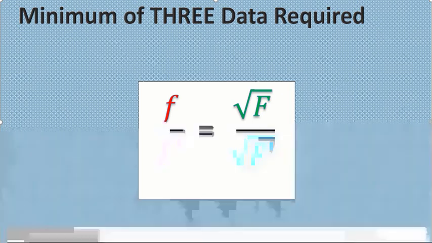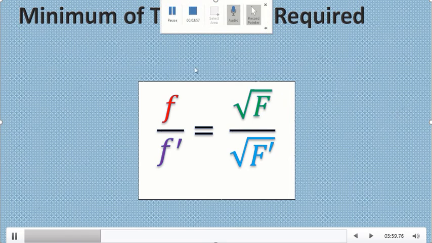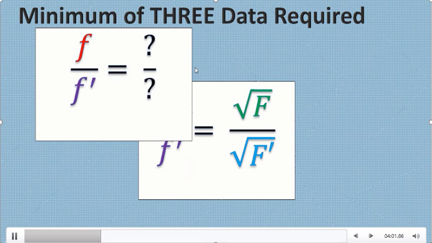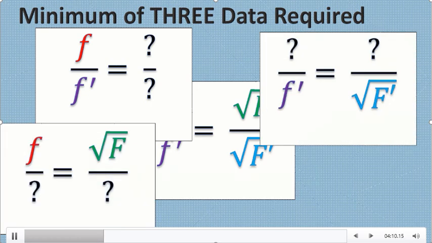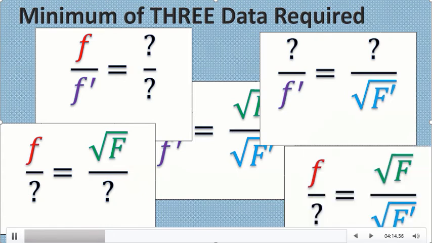For example, you may have the frequencies of both the strings. Inadequate. You may have the frequency and corresponding applied force of one of the strings. Inadequate. You may have the frequency and corresponding applied force of the other string. Inadequate. Here, you got 3 variables. Now that's a go.